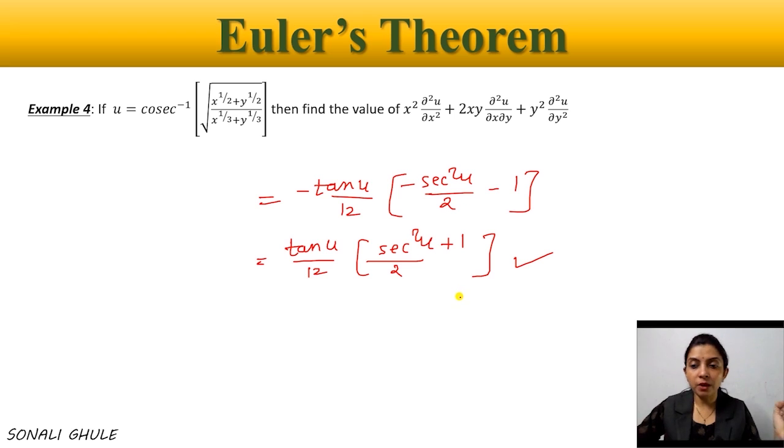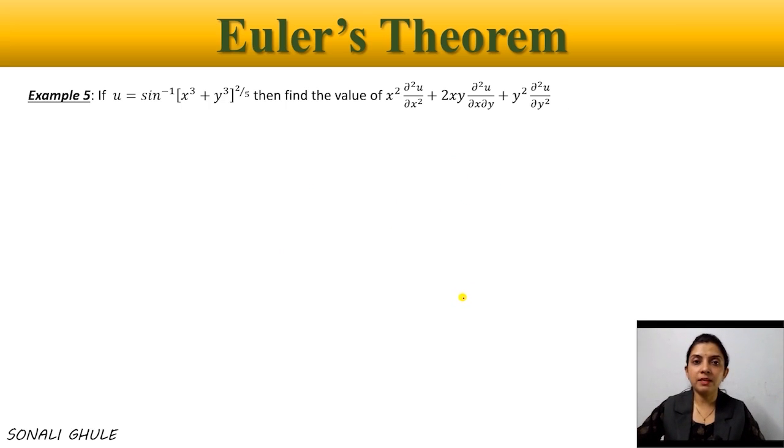So I hope you all understood the example that we have taken here. Now let's have one more example on this. This time we have to find the value for this second order relation where the function is given. So write down your given part first. What is given here?